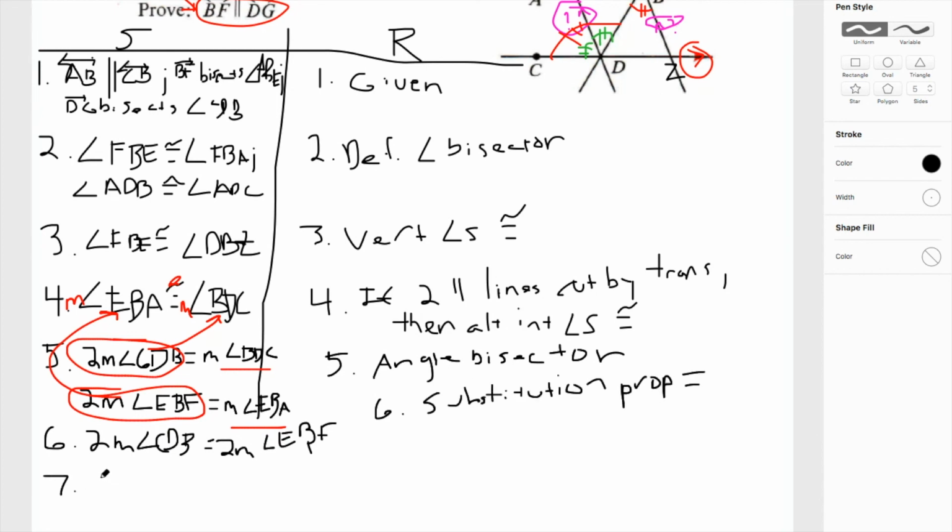Step 7 is going to get us to saying that measure of angle CDB equals measure of angle EBF, and we know that's true because we just divided both sides by 2. So that's the division property of equality.